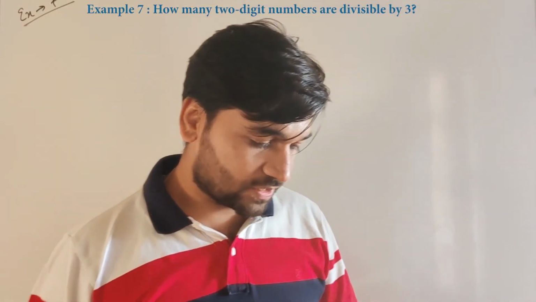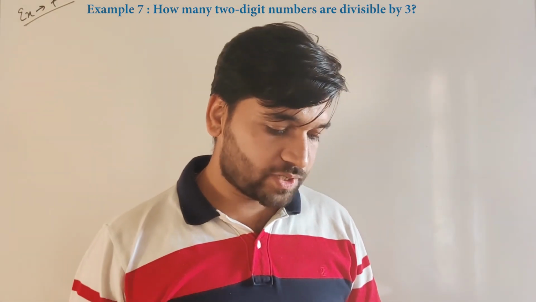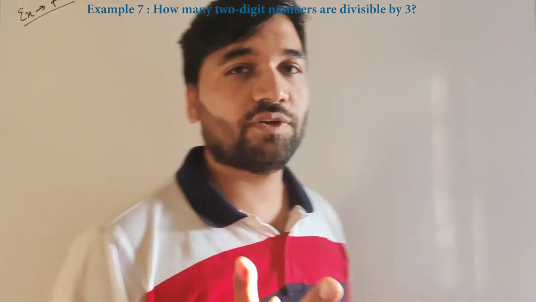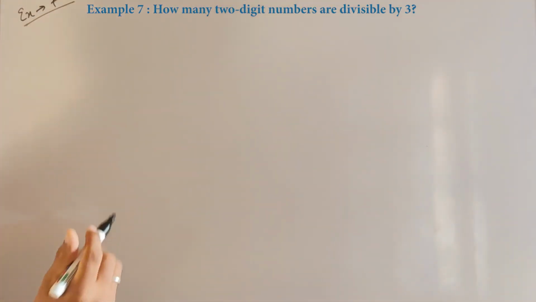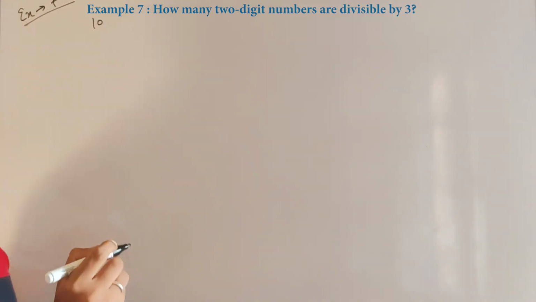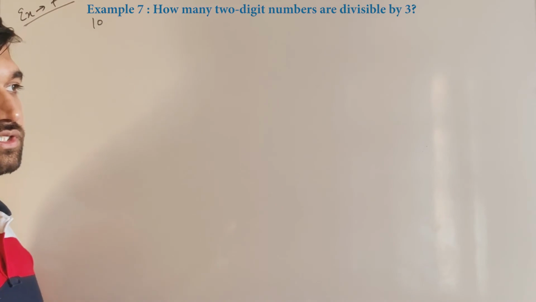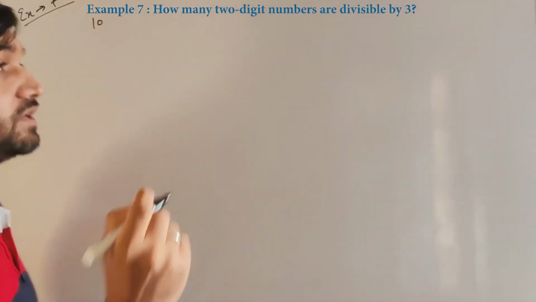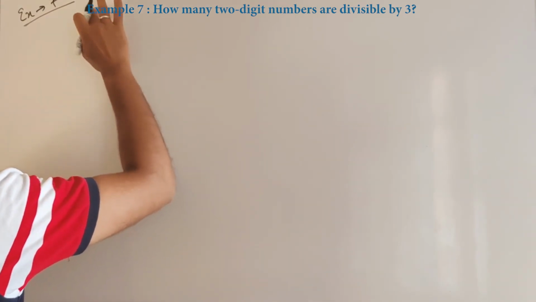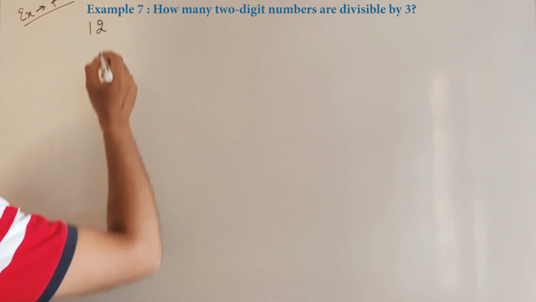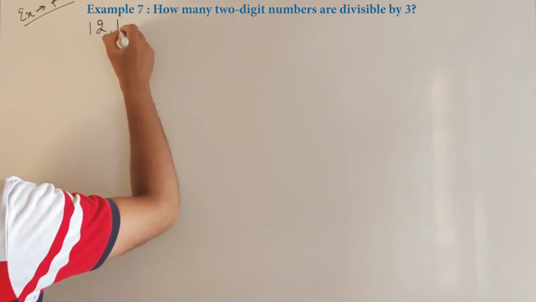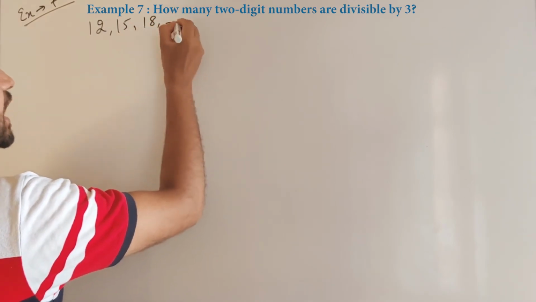Okay, next is example number 7. The question is, how many 2-digit numbers are divisible by 3? They're asking for 2-digit numbers, and any 2-digit number would start from 10. But the condition in this question is that it should be divisible by 3. So the first 2-digit number which is divisible by 3 is 12. So we start from 12, and the next terms will be 15, 18 and so on.